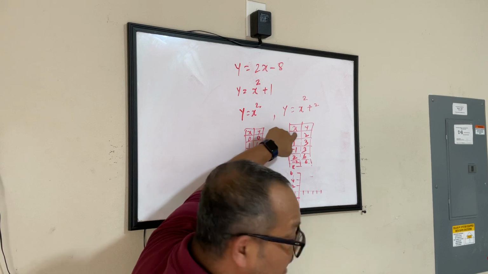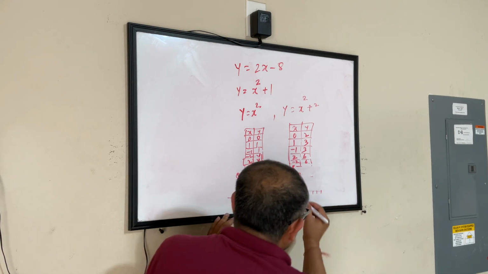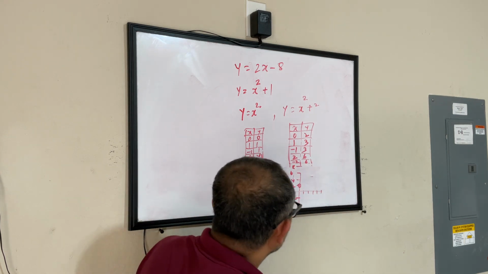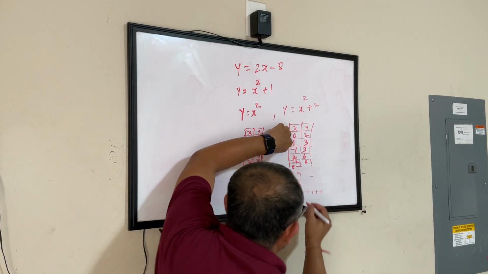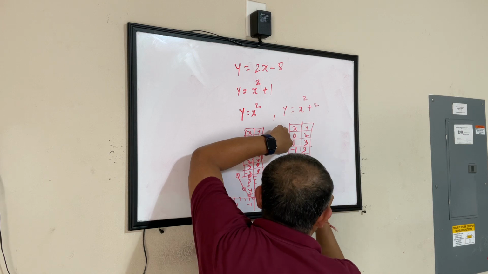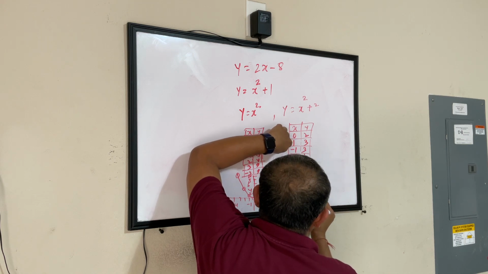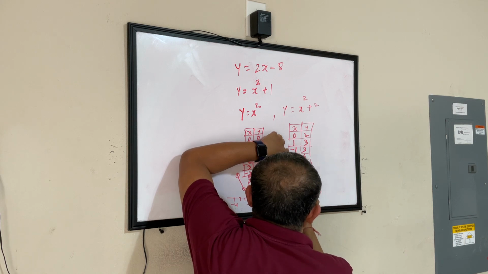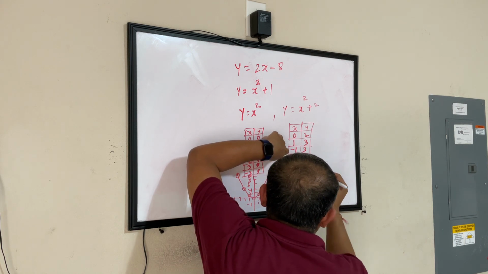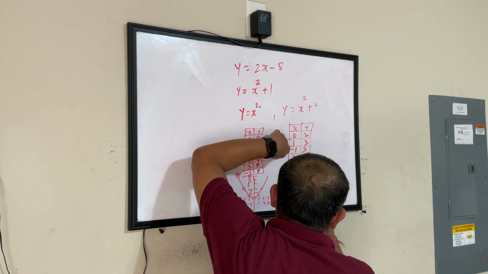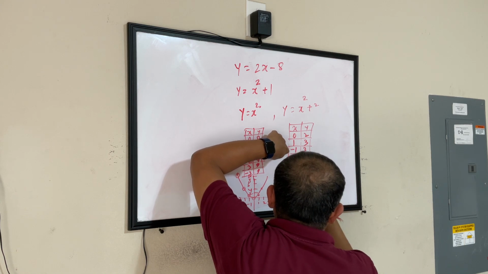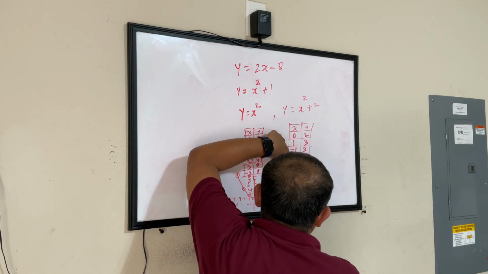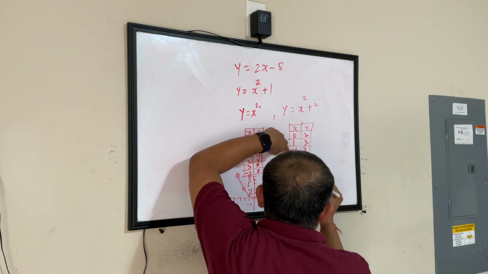Now, when x is 0, y is 2, here. When x is 1, y is 3, here. When x is minus 1, it's 3, here. When x is 2, it is 6, so it is here. When x is minus 2, it is 6, again here. When x is 3, somewhere here.